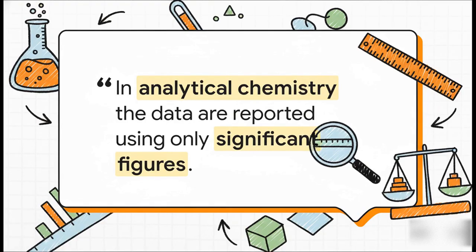So, why do we care so much about this? Because as the source material points out, in a field like analytical chemistry, this isn't just a suggestion, it's the law of the land. Reporting data with the correct number of significant figures is how you show you're a competent scientist. It proves you understand the story your numbers are telling.